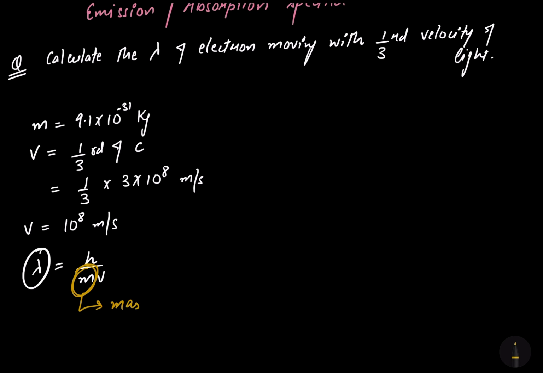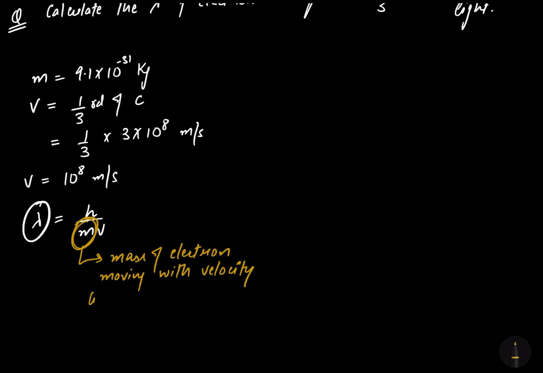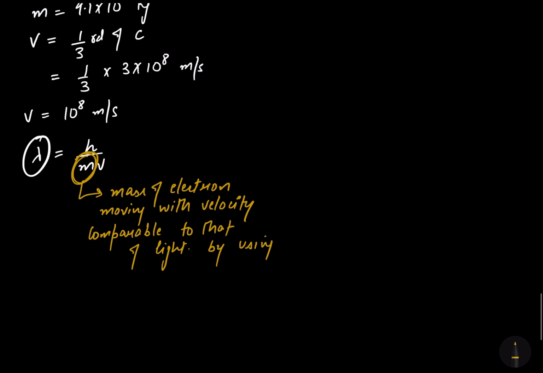We have to firstly evaluate the mass of electron moving with the velocity comparable to that of light, by using the Einstein relativity principle equation.